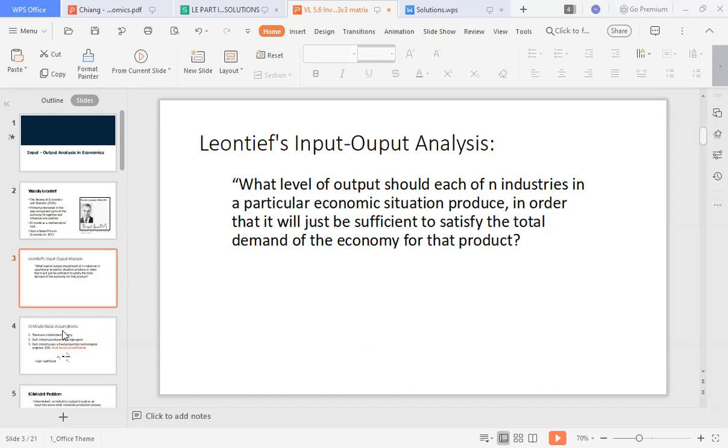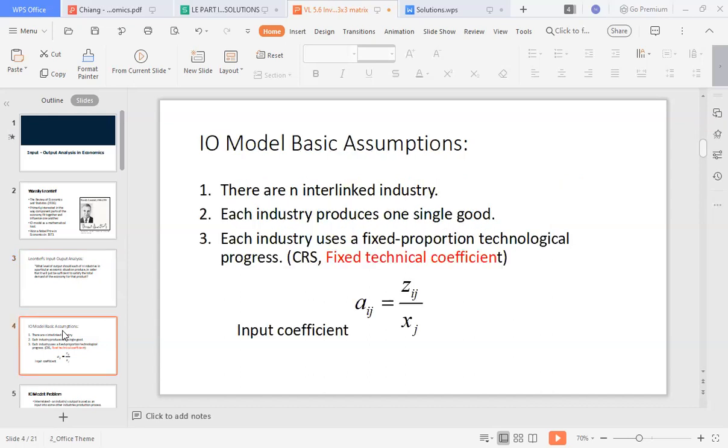We'll also start with the IO model basic assumptions, just to guide us and to simplify our study. So number one, there are n interlinked industries. As you all know, there are a lot of industries, there are three big sectors, but there are subsectors below them. So what I mean to say is that in our study, to simplify, we'll only be dealing with three sectors: agriculture, manufacturing, and services.